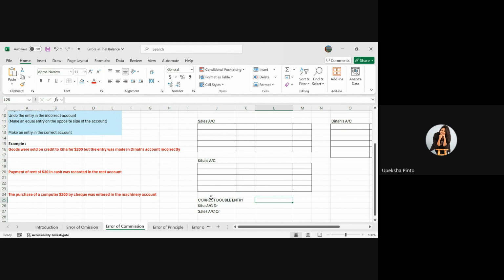As you see here, they have made it into Dina's account. So the incorrect double entry is: there's no Kiha anymore, we have only Dina here. That's the mistake we have done. Instead of Kiha, we have put it in Dina's account, right? So we have debited Dina's account and credited the sales account. This is incorrect, right? Now it's our time to correct this, right?